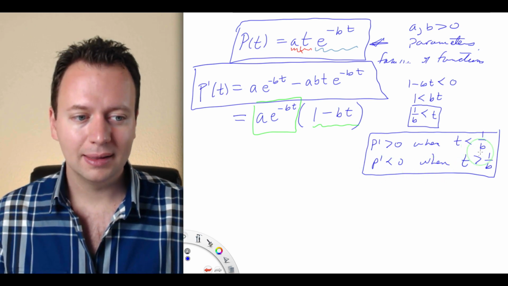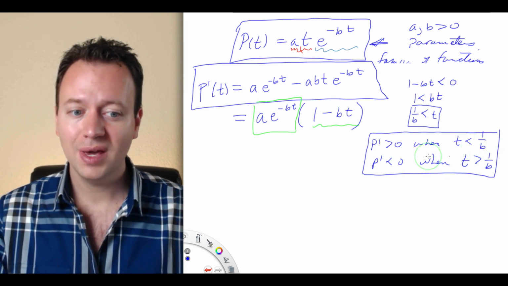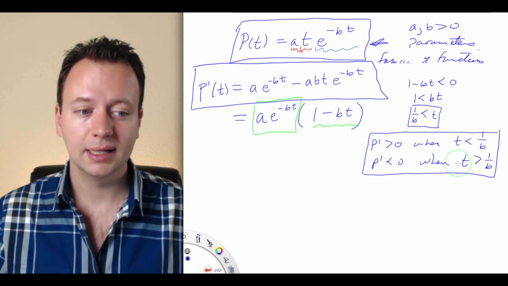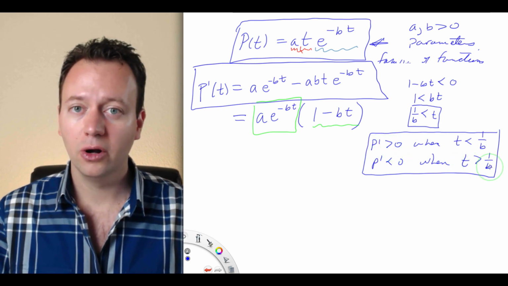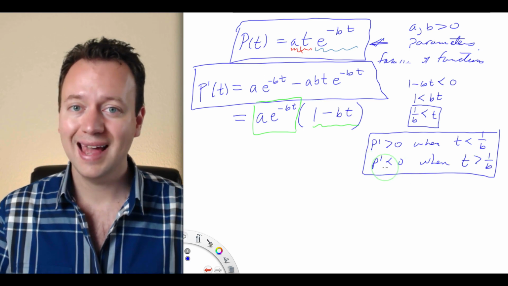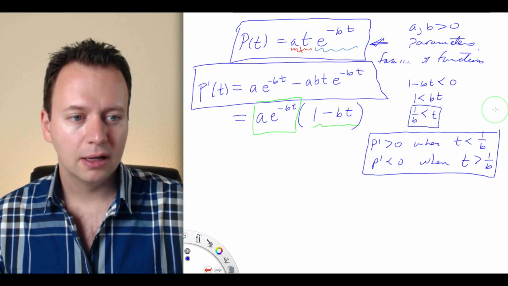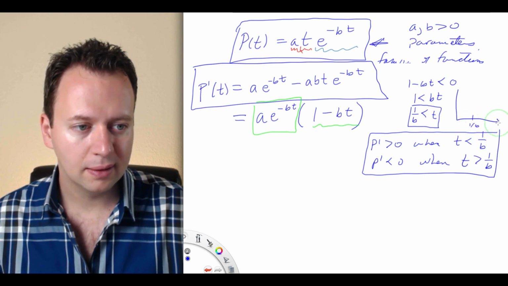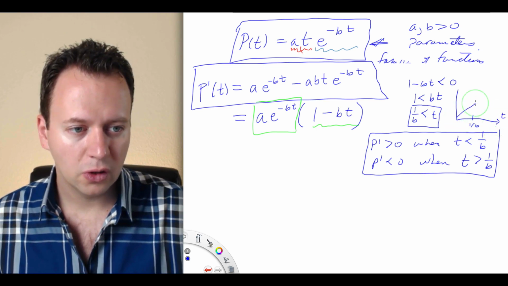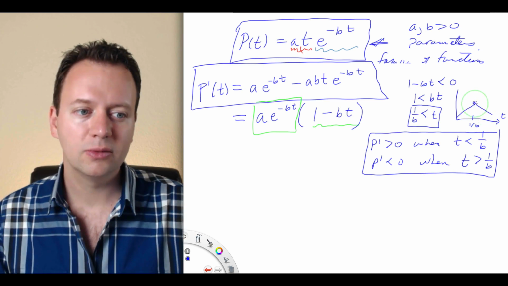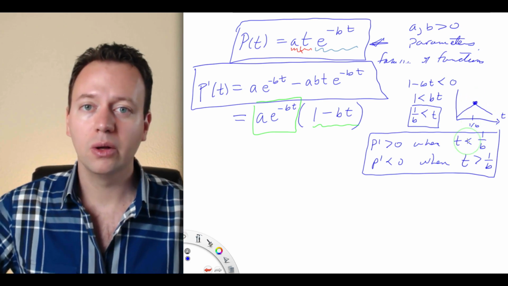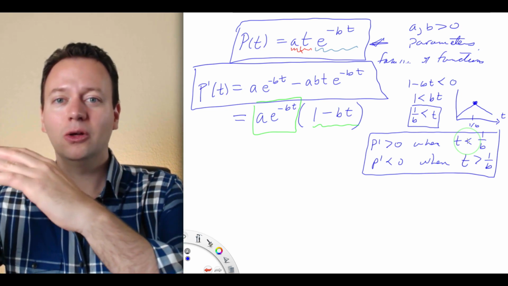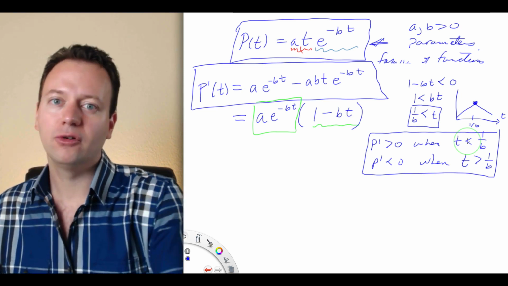So when time is less than 1 over b, the derivative is positive, which means the function is increasing. And when the time is greater than 1 over b, the derivative is negative, which means the function is decreasing. So basically, at time 1 over b, the function is going up and then it's going down. So it reaches some sort of maximum at the point 1 over b, right? Because it's increasing up until 1 over b, and then it's decreasing after 1 over b.